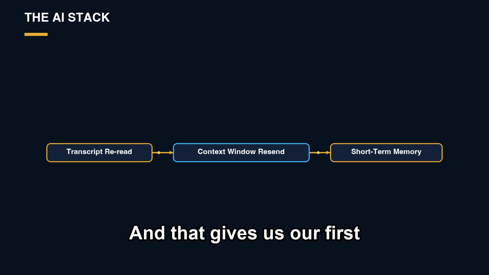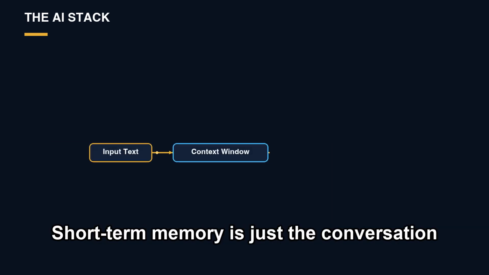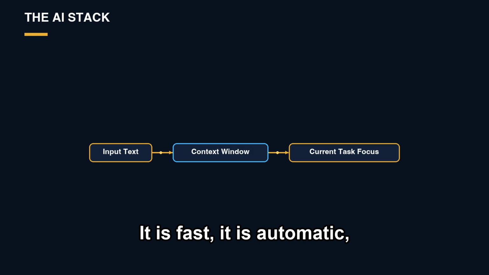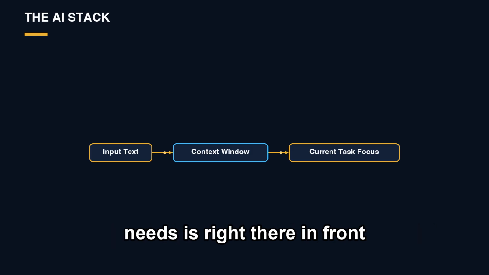And that gives us our first kind of memory, short-term memory. Short-term memory is just the conversation living inside the context window right now. It is fast, it is automatic, and it is perfect for the current task because everything the model needs is right there in front of it.